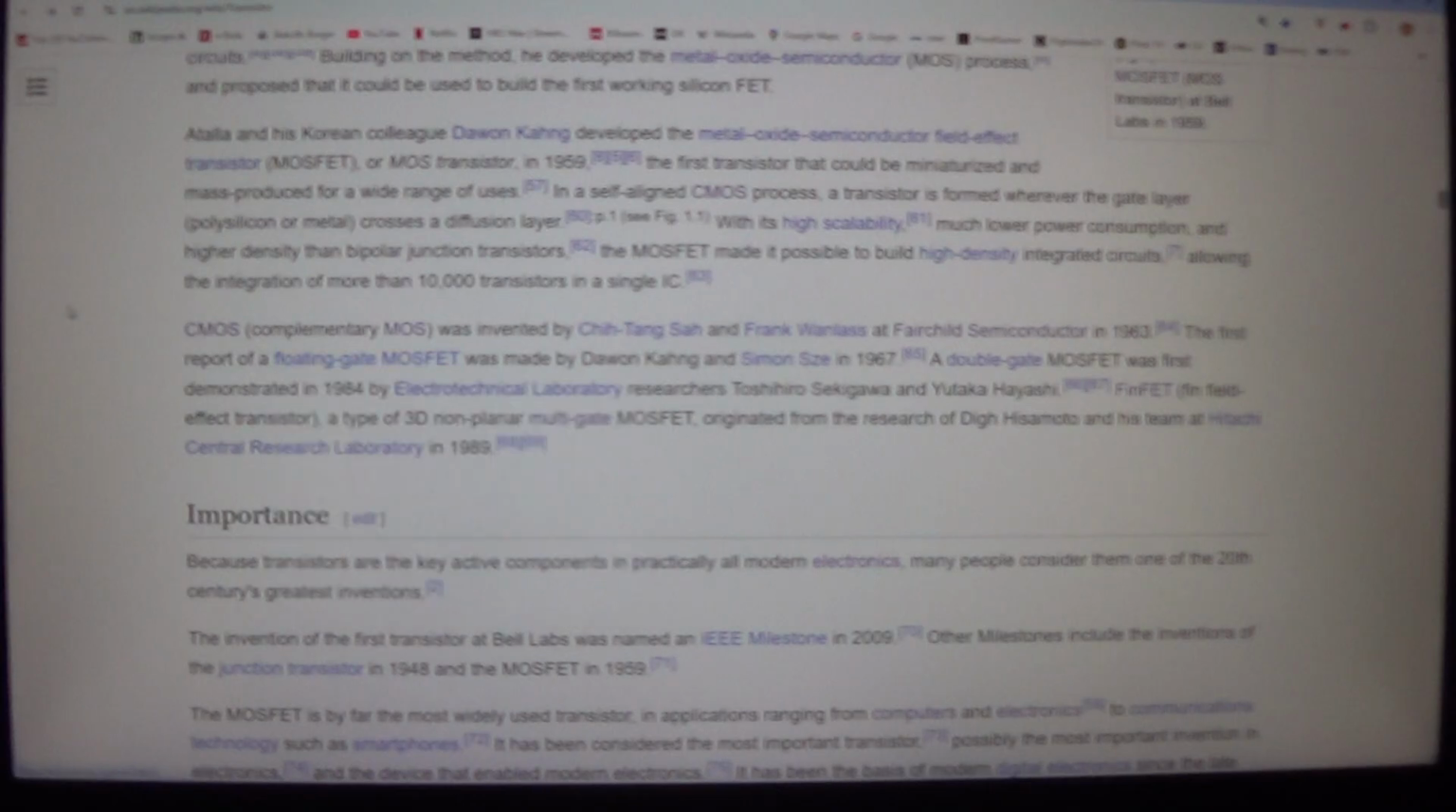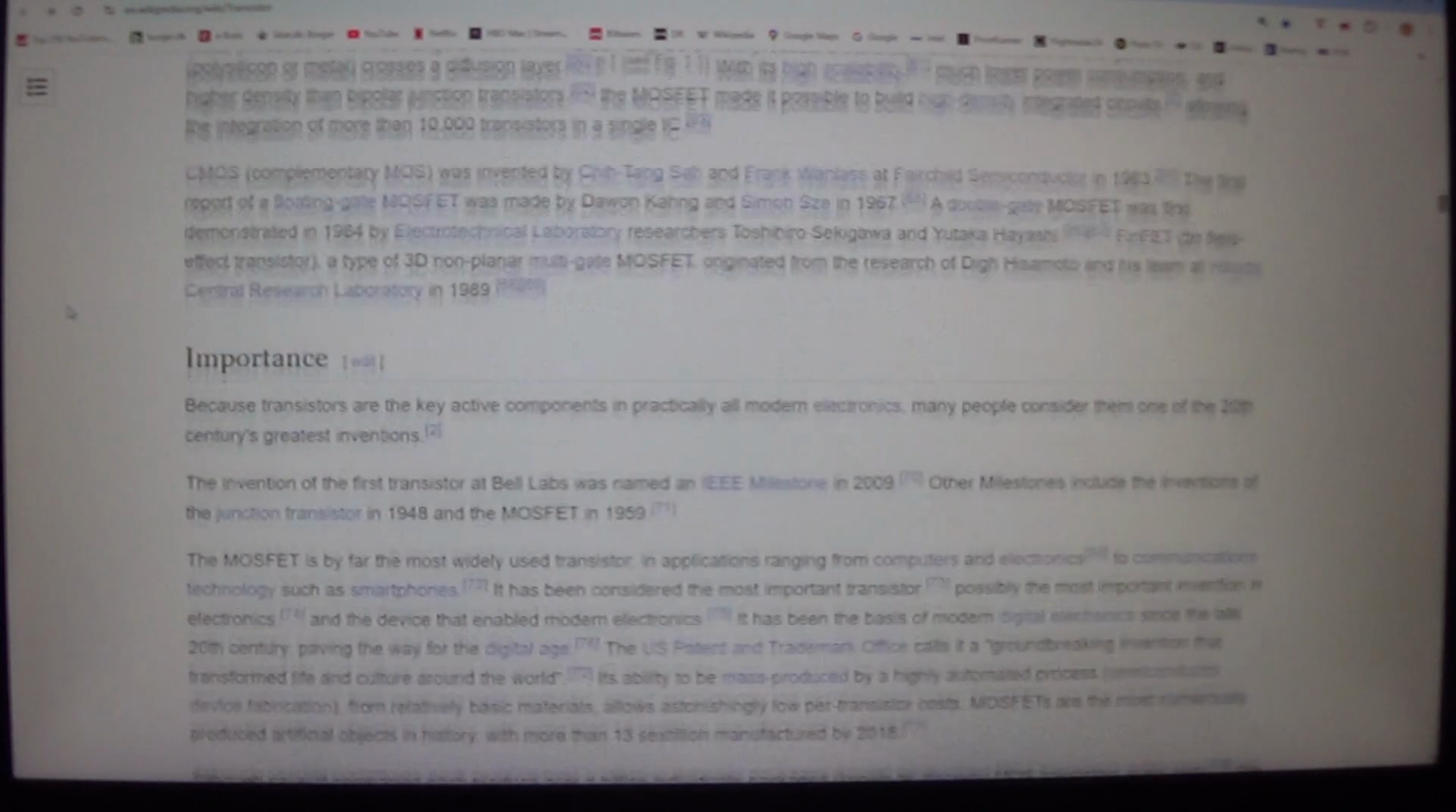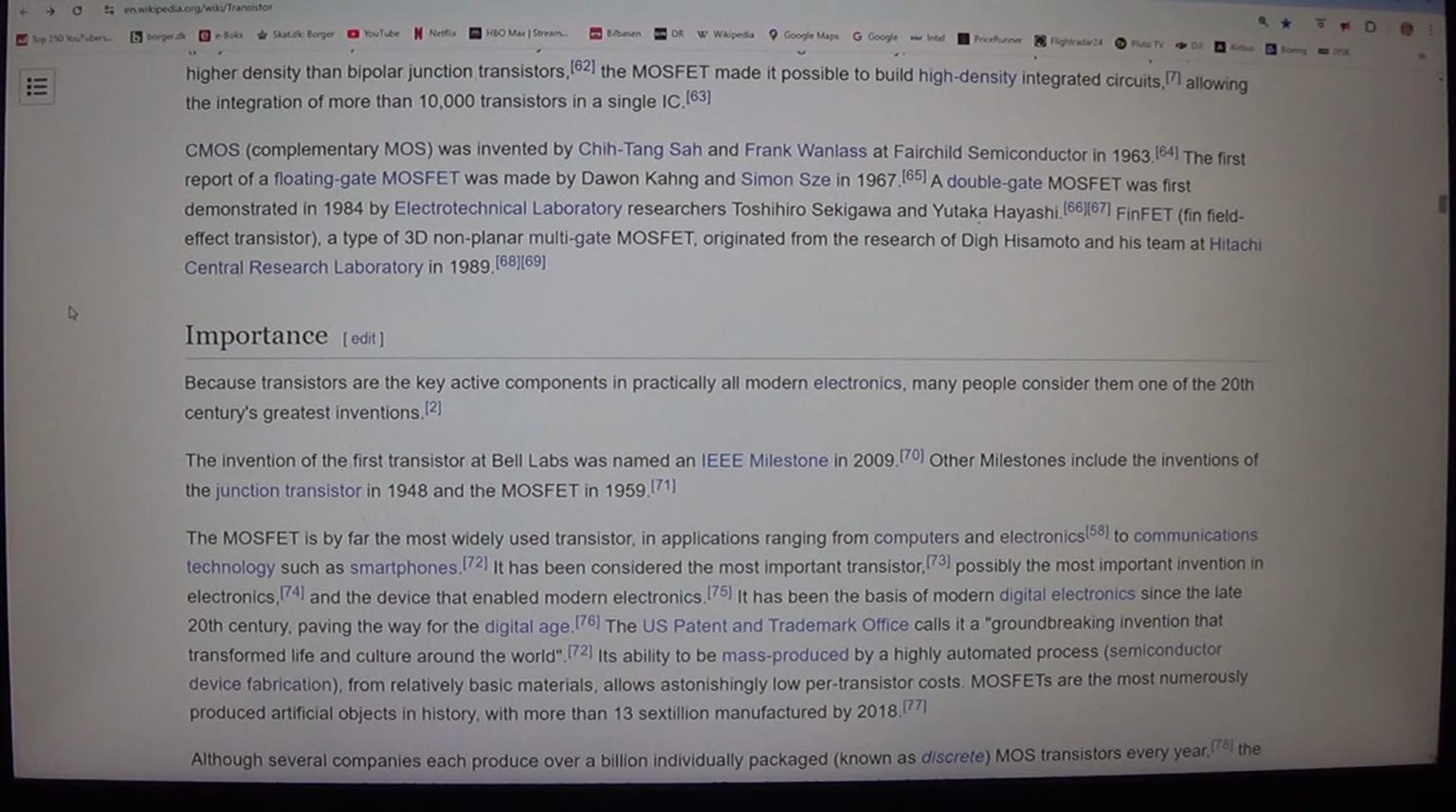The first report of a floating gate MOSFET was made by Dawon Kahng and Simon S. Sze in 1967. A double-gate MOSFET was first demonstrated in 1984 by Electrotechnical Laboratory researchers Toshio Sekigawa and Yutaka Hayashi. FinFET, fin field effect transistor, a type of 3D non-planar multigate MOSFET, originated from the research of Digh Hisamoto and his team at Hitachi Central Research Laboratory in 1989.